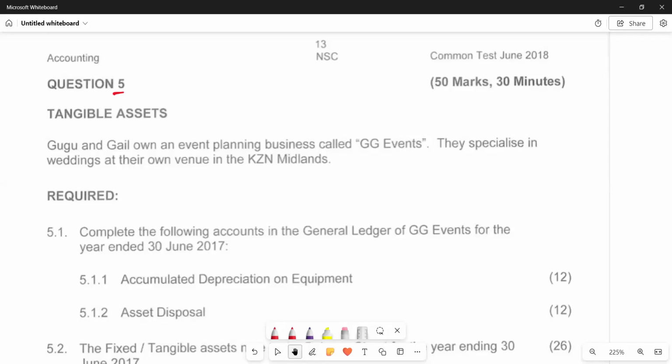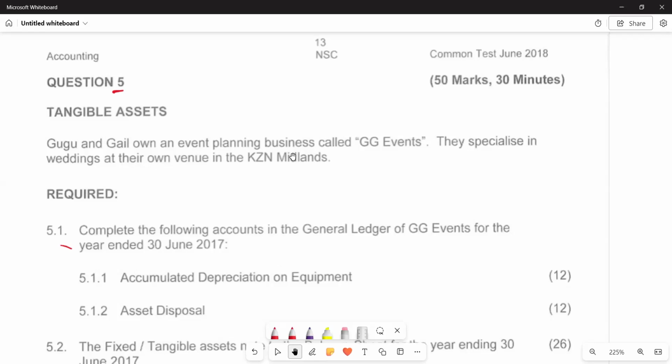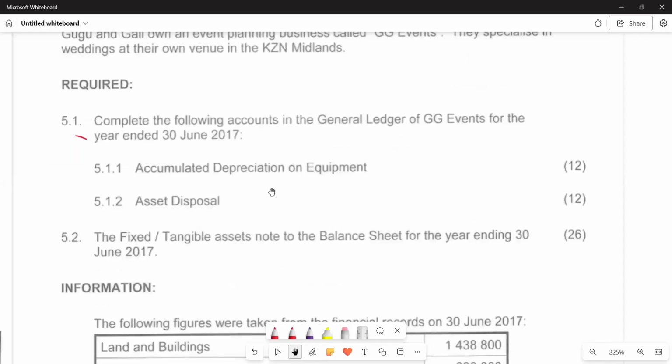On the required part, you'll see that the first part, 5.1, we did in the last video. So we are just going to refer back to the solution that we came up with in the last video, and then we can do the part that is according to this video, which is 5.2. It reads: the fixed tangible asset note to the balance sheet for the year ending 30 June 2017, and it's got 26 marks.